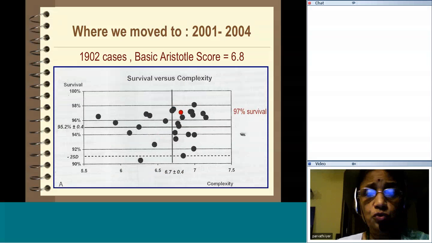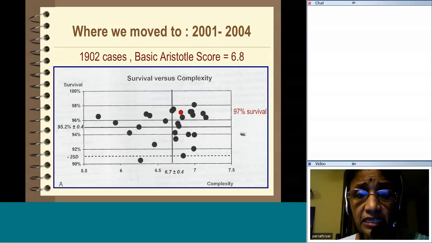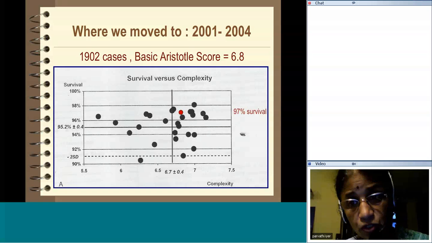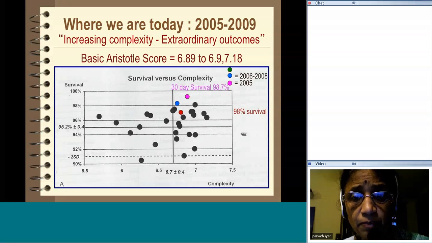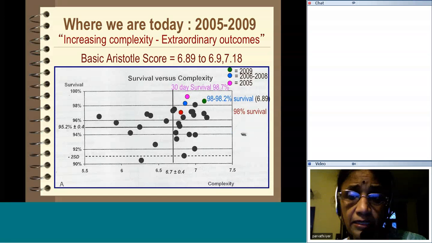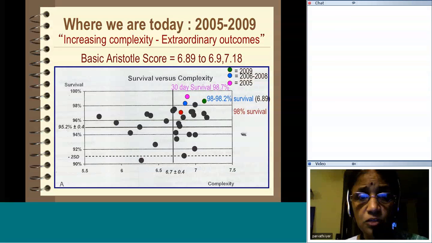And where we moved to about 10 years ago was an increasing Aristotle score, but with better outcomes. And the survival moved up to about 97%. And over the last 10 years, we've been able to sustain this. And today, our outcomes for the last 5 to 7 years have been more than 98%, with in-hospital mortalities of 1.5 to 2% during this period. And what we found was, with increasing complexity and increasing late presentation, so-called extraordinary outcomes can be achieved.